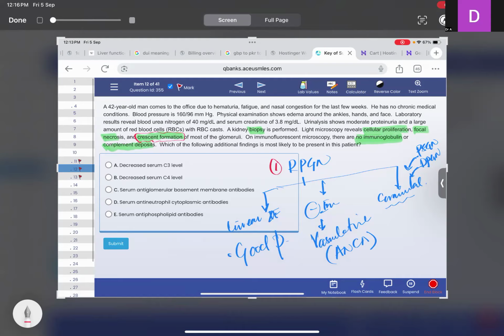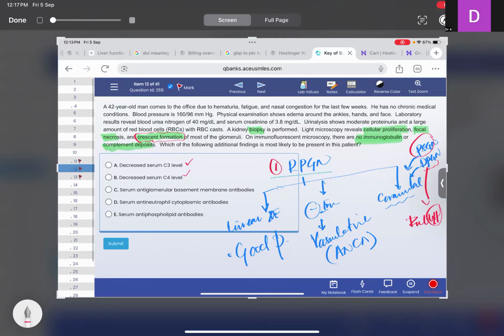Now, what do we have in our options that we have decreased C3 levels? So C3 levels can be decreased in post-streptococcal, right? The C4 is not specific but can be decreased in PSGN, okay? And DPGN, we have, I think, full house in this, right? So this one can be correct. This one can be correct.